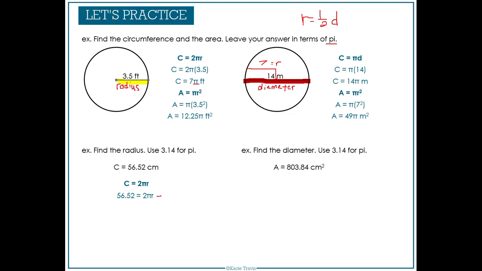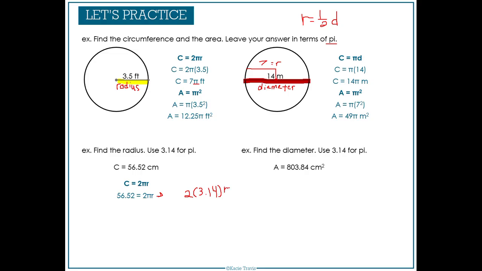Things to remember: there are two parts of this that we do know. Instead of 2 pi, this is 2, and then instead of pi, we have 3.14.